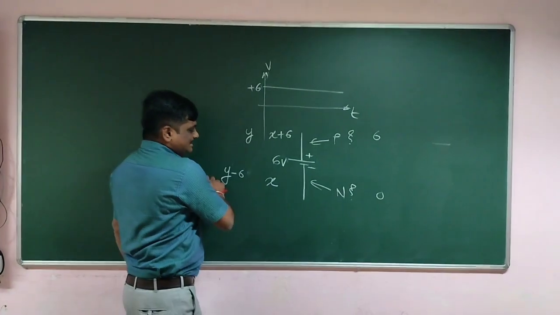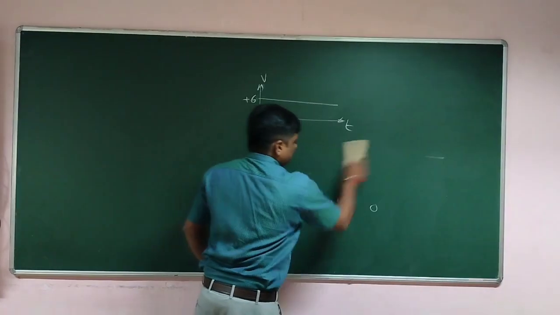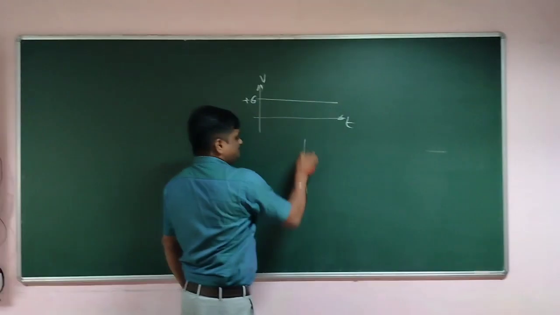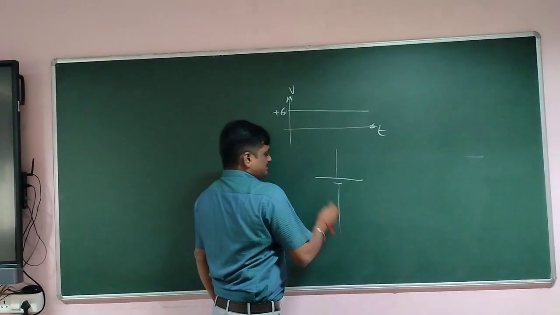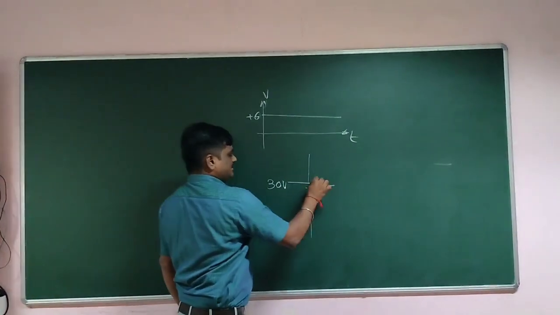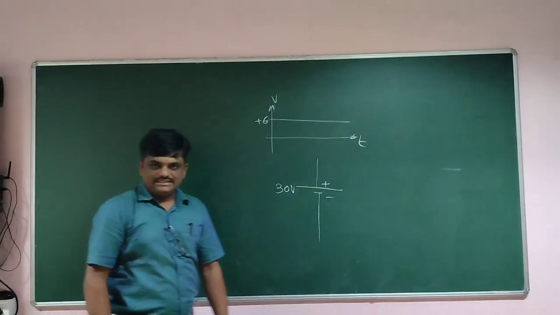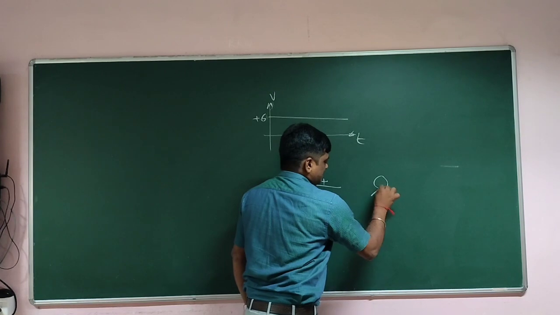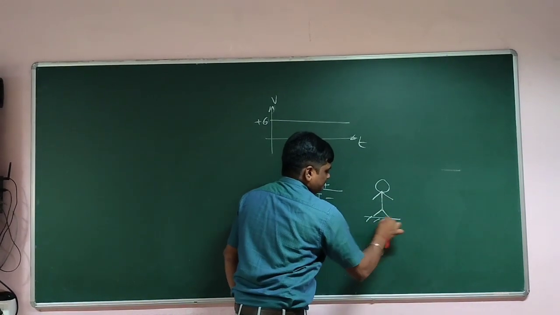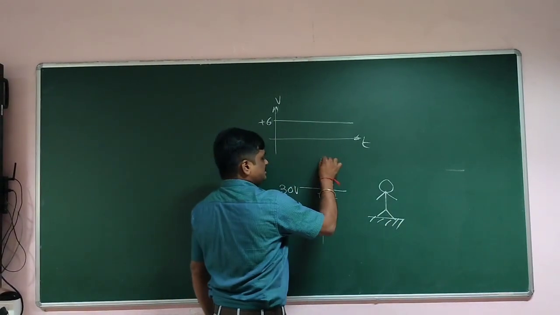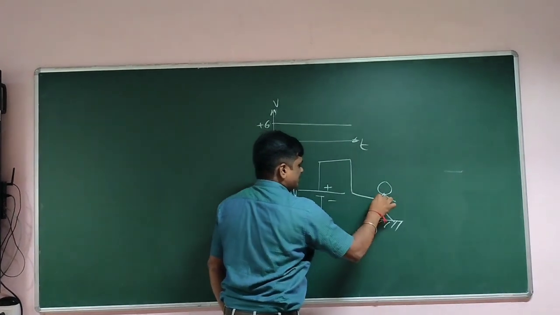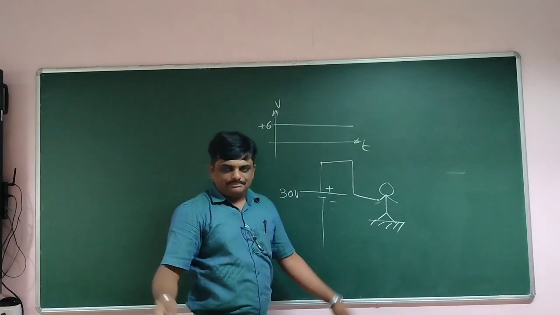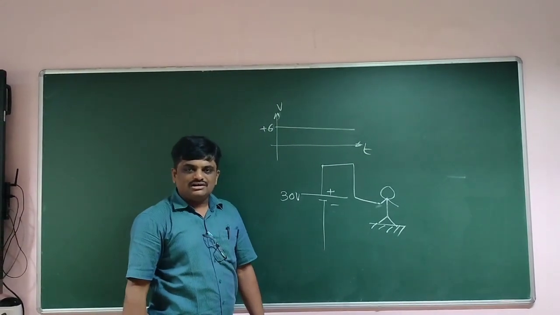And to verify this concept, we can verify it practically. For example, let us consider we have a 30 volt battery, a 30 volt supply. And here I am standing on the ground. If I am touching only the positive terminal of this battery, then what will happen? Will I get a shock or not?